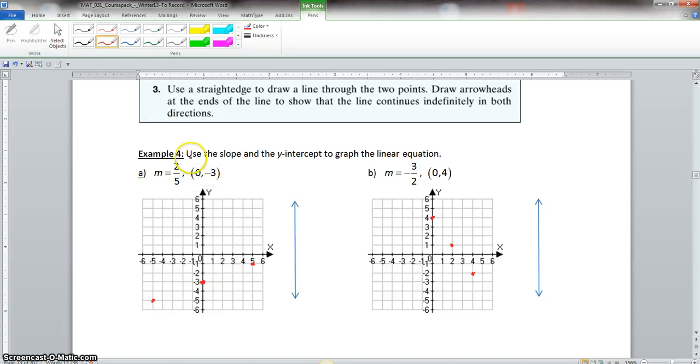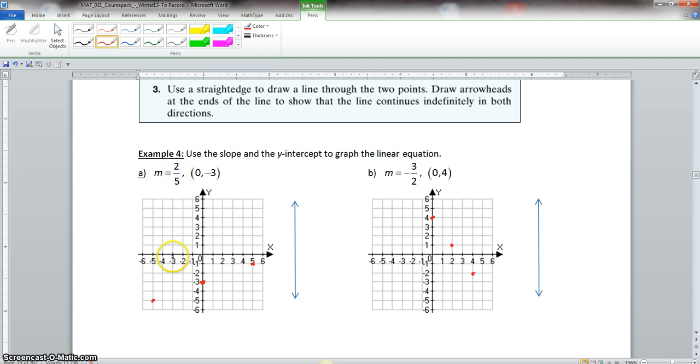Now class, picking up where we left off at Example 4, use a slope and a y-intercept to graph the linear equation. We have a slope of 2/5 and we had a point (0, -3). So the first thing we do is plot the point (0, -3), which I plotted here. Now to find these other 2 points, this is what I did.